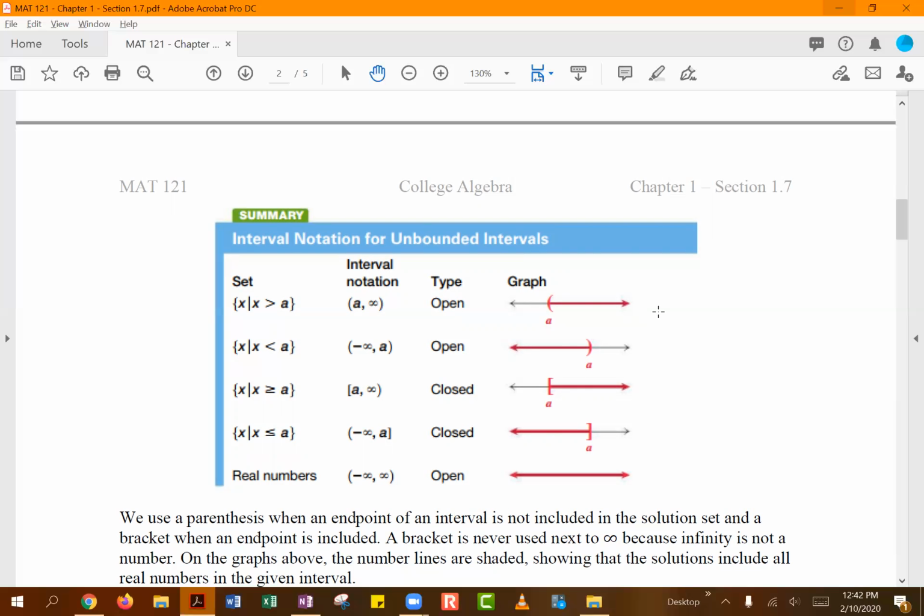I'm not including my endpoint. If it is a closed interval, then that means I am including my endpoint and you're going to have a bracket instead of a parenthesis. And then of course, if your solution is going to be all real numbers, we're saying I can use any number from the real number line. Doesn't matter if it's a fraction, a radical, decimal, whole number, integer, everything is acceptable. That's obviously going to be an open interval because you cannot include infinity or negative infinity.